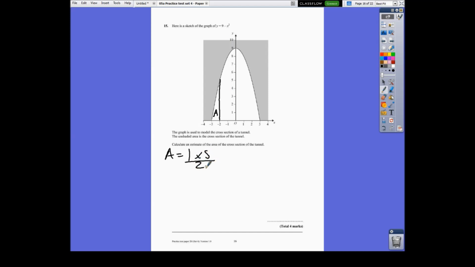Because it's a triangle, I need to do 1 times 5 and half it, which is 2.5. Shape B would have a height of 8 on the right hand side and a height of 5 on the left hand side. Now that's actually a trapezium.